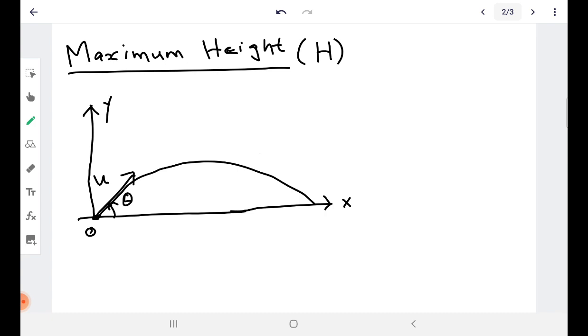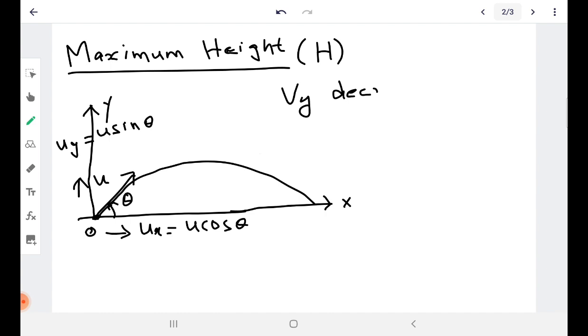Because velocity is a vector, we should resolve velocity into two components. They are ux equal to u cos theta along x-axis and uy is equal to u sin theta along y-axis. As the particle goes up, the vertical component of velocity decreases gradually. That means Vy decreases gradually and it becomes 0 at a point.